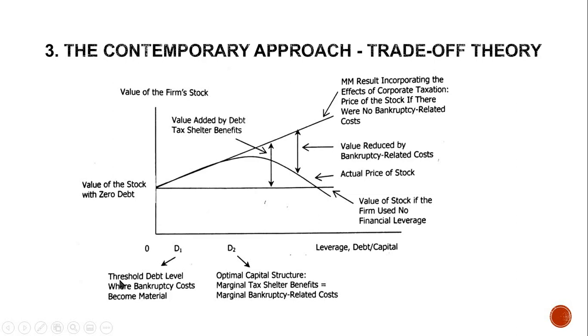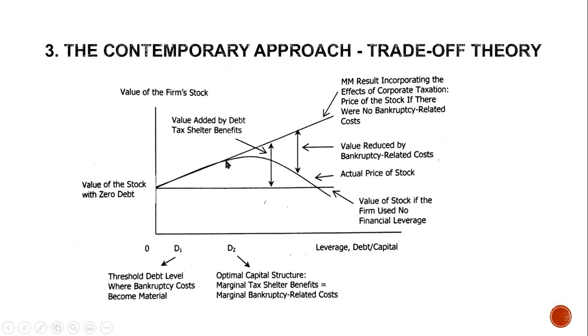Okay, so in D1, we have here the threshold debt level where bankruptcy cost becomes material. So the bankruptcy cost becomes material. While in D2 naman is the optimal capital structure, where the marginal tax shelter benefit is equal to the marginal bankruptcy related cost. So ito na 'yon, no? Dire, kung asa sila last nagdikit, itong dalawang graph na to.